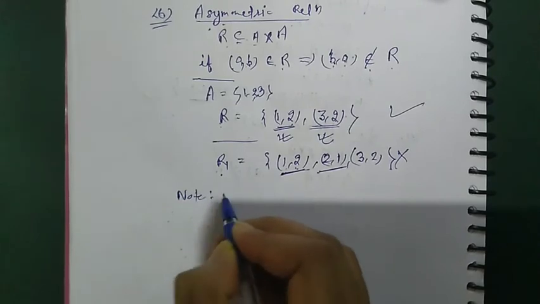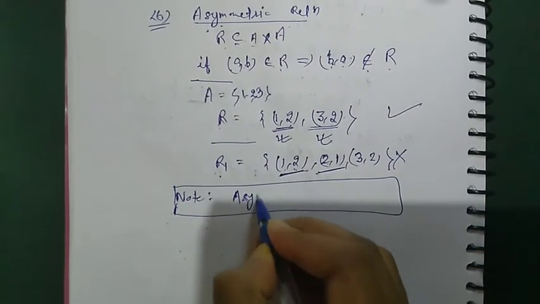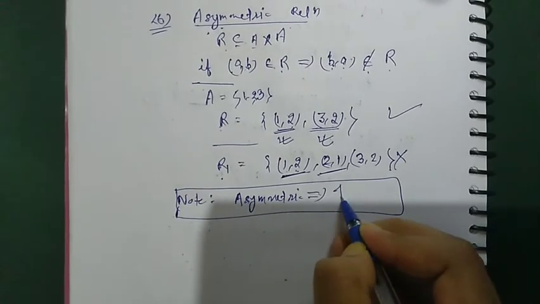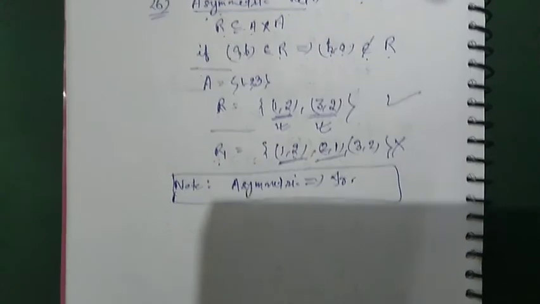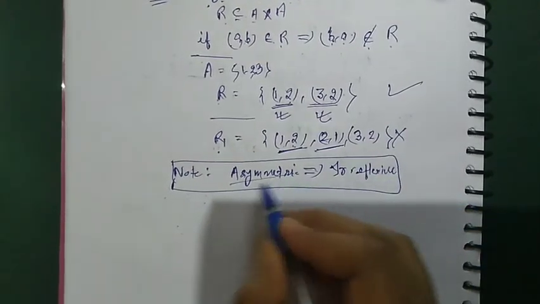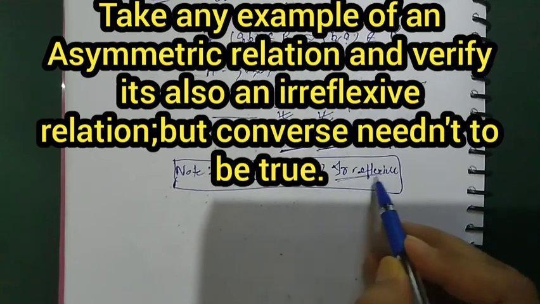There is a note here. Any asymmetric relation is also an irreflexive relation, which means that if any relation is asymmetric, then we can confirm that that relation will also be an irreflexive relation.